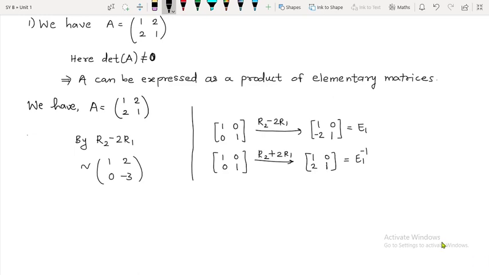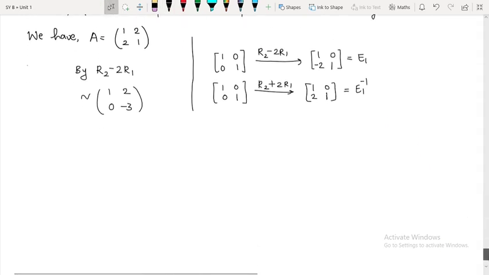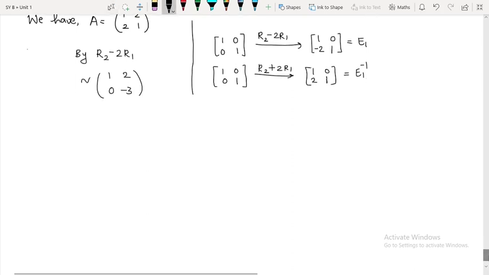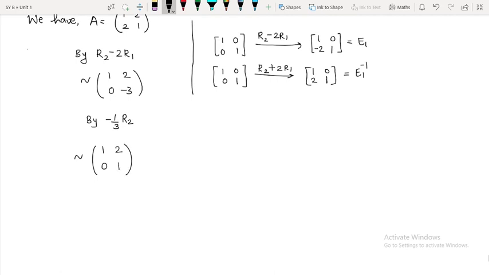Now let us go for the other operation. So what should be the other operation? Now I will make this entry to be 1, right? So which operation will I perform? By minus 1 upon 3 times R2. So this will be equivalent to, I will get 1, 2, this will be 0 and this will be 1.